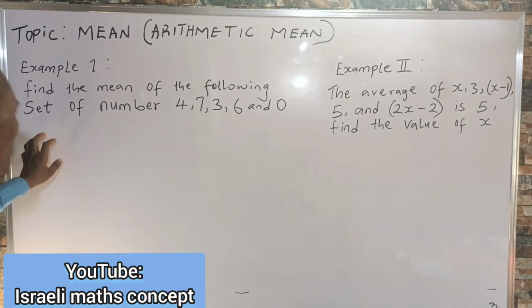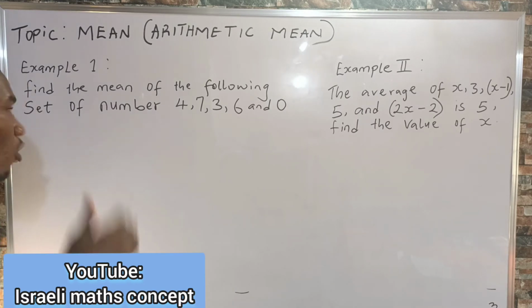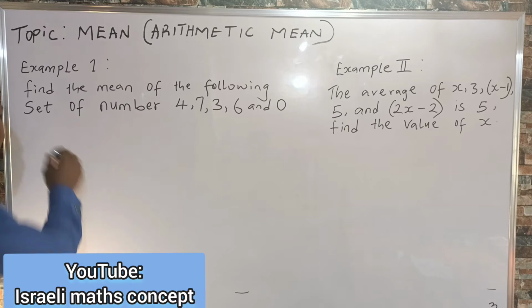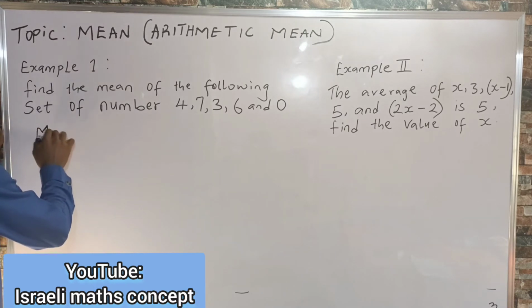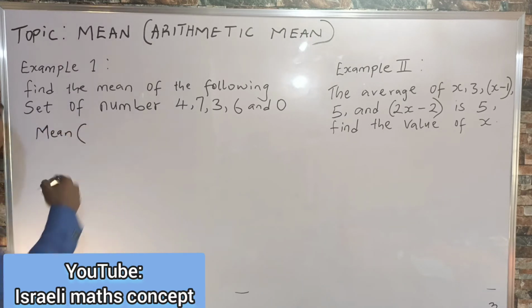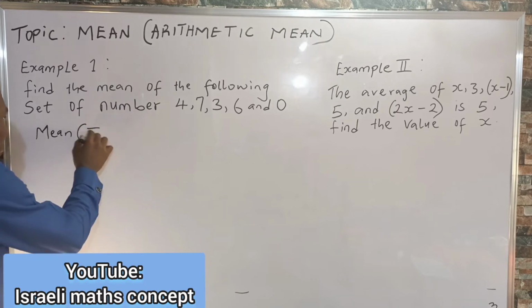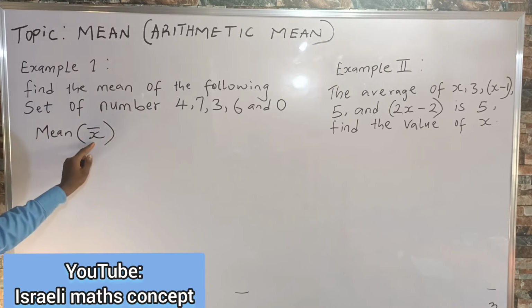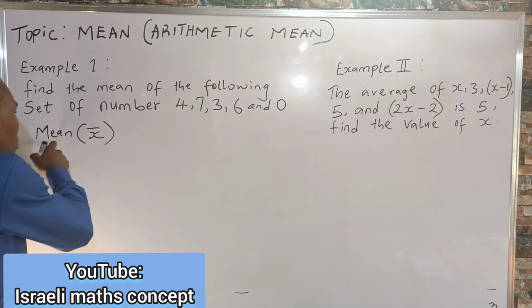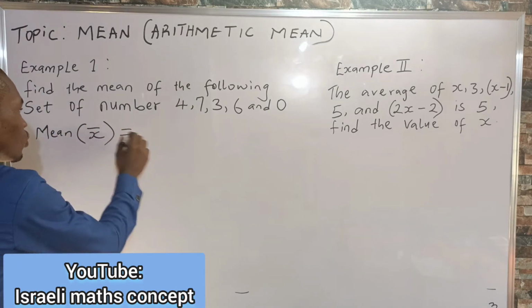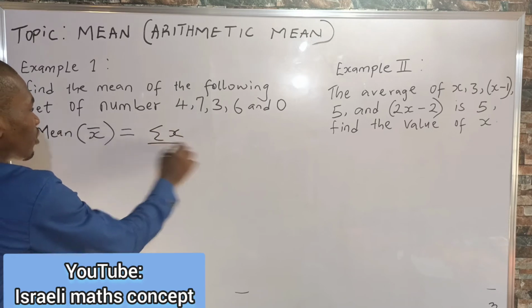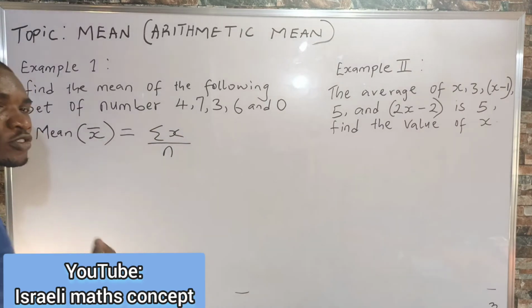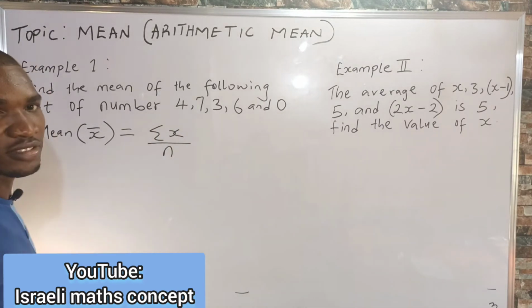Alright, the formula for arithmetic mean, or simply mean, for ungrouped data is given as: the mean, which we refer to as x bar. So if you call it mean, you can still call it in brief x bar, and x bar, which is the mean, is equal to sigma x all over n. Let me first of all explain the parameters in this given formula.